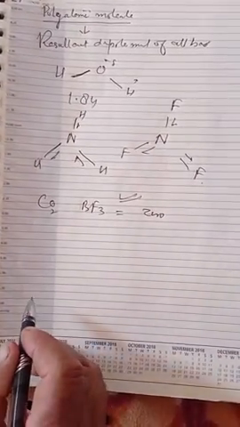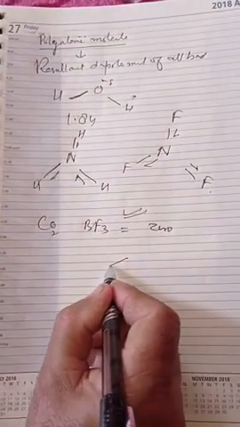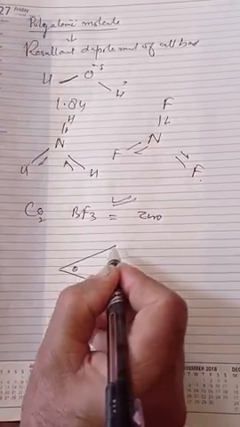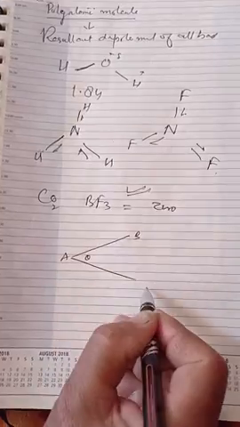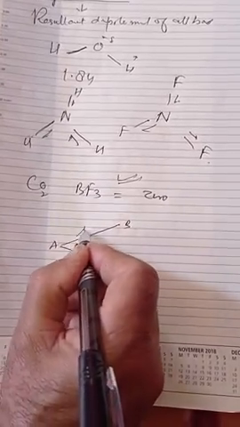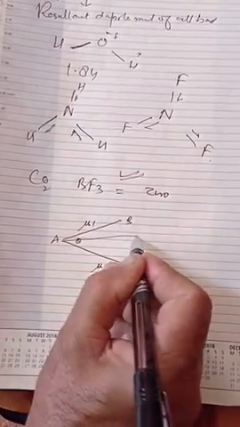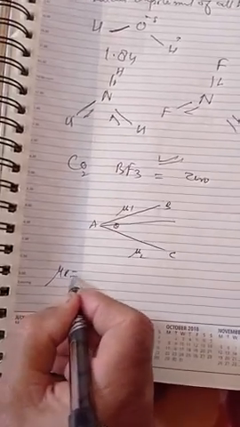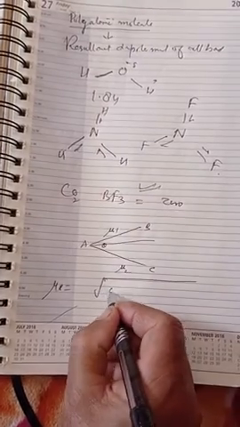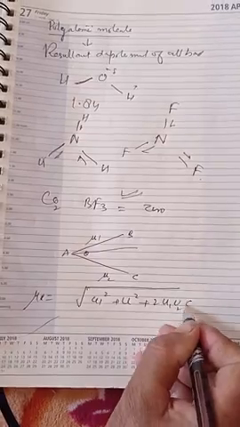Now if we are going to calculate the dipole moment when two bonds are inclined at an angle theta, let AB and AC be the two bonds at an angle theta, with dipole moments mu1 and mu2. So the resultant dipole moment mu r is equal to the square root of mu1 squared plus mu2 squared plus 2 mu1 mu2 cos theta.